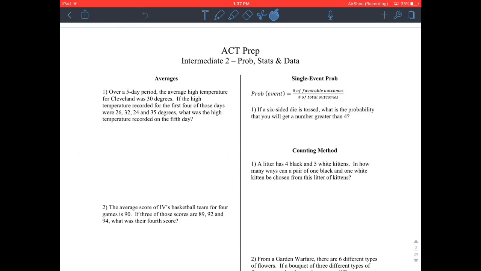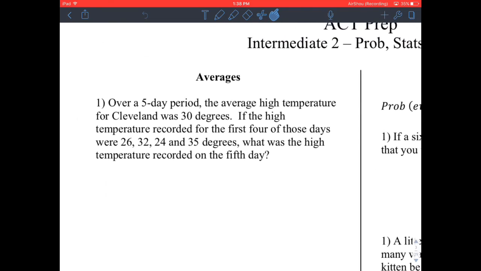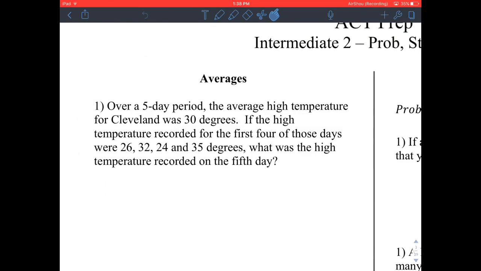Alright, this is the intermediate 2 notes, probability, statistics, and data. Just to remind you how to find the average. Typically, unless it says a different type of average, average implies the mean. To find the mean, you sum up all the numbers and you divide by how many numbers you have.